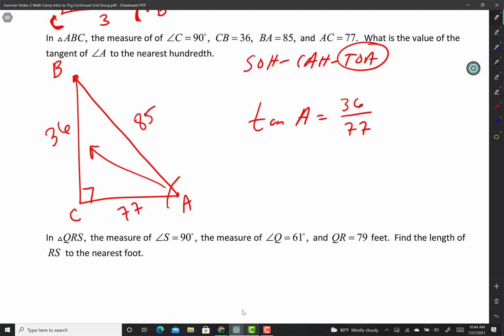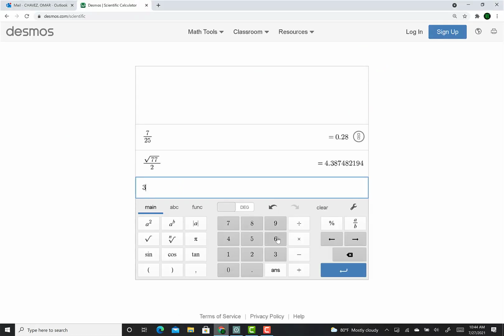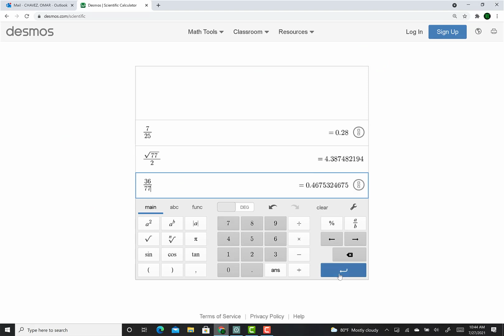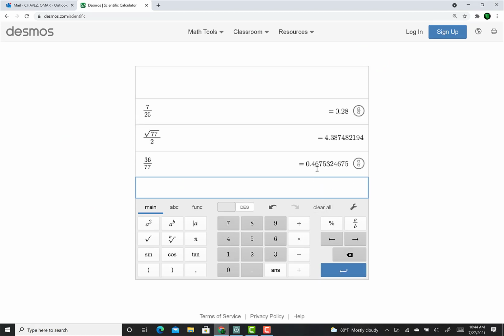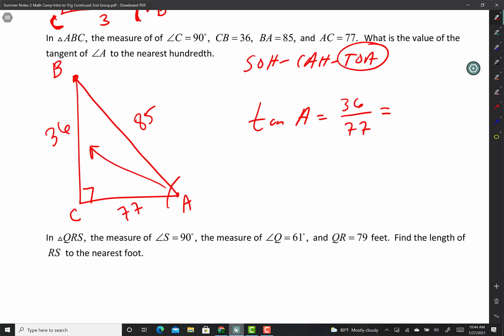How do we feel so far, guys? They want it to the nearest hundredth. So I take my calculator and I just go 36 over 77. So 0.47. I don't see any mistakes. I think we're good, guys. All right, let's keep going.